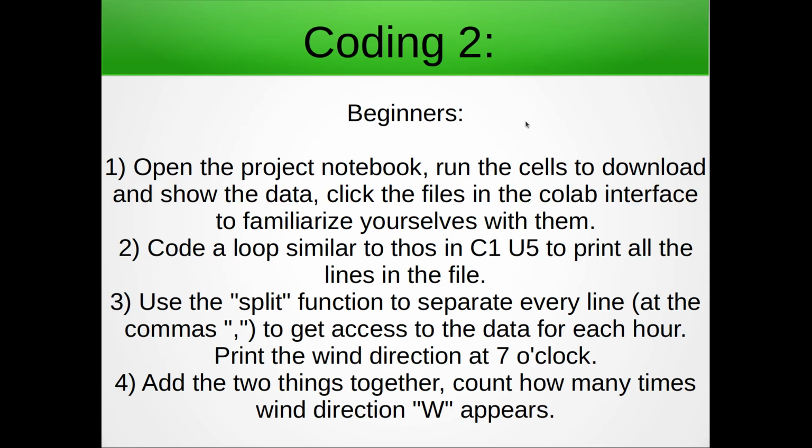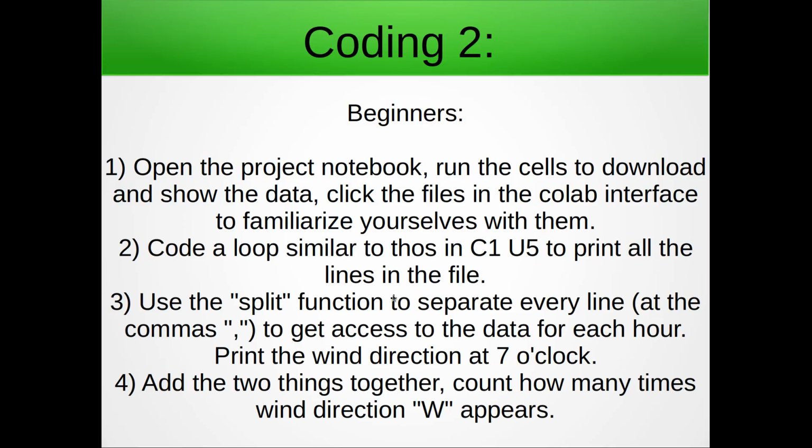Just to be a little bit more detailed, for beginners, the goal that we want to achieve in this session is that you are able to start coding project 1. So specifically, open the project notebook, run the cells to download and show the data, click the files in the Colab interface to see what you're working in, this issue that you're working in a remote machine, code a loop similar to those in course 1, unit 5 to print all the lines in a file.